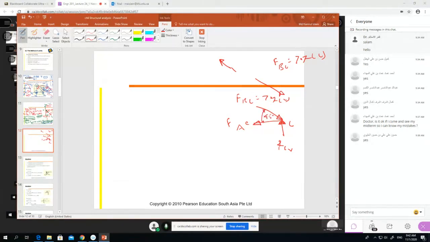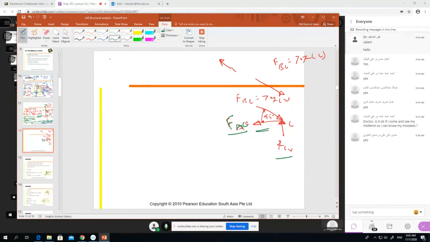Now here what we have is simple. Here we have two unknowns. Which unknowns do we have? RCV, and we have FAC. But we need to know actually what FAC is, right?